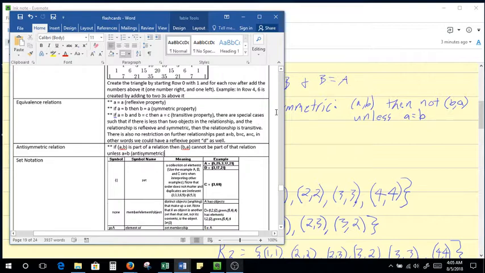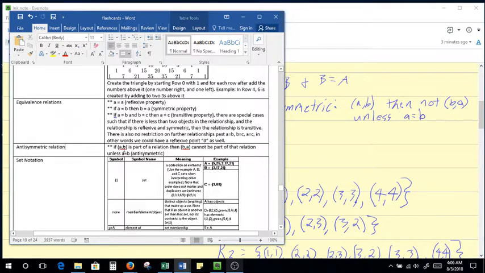And there are special cases such that if there are less than two objects in a relationship and the relationship is reflexive and symmetric, then the relationship is also transitive, even though we're not completing this statement. Also, there is no restriction on further relationships past completing this. So if you have an additional reflexive point D, that's okay. This still holds. And then if we have all three of these, we have an equivalence relation.